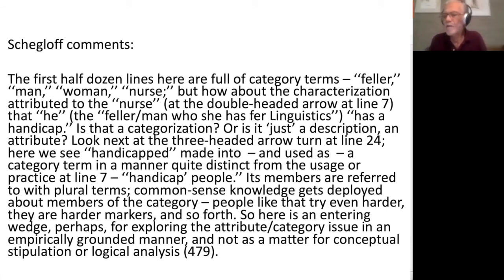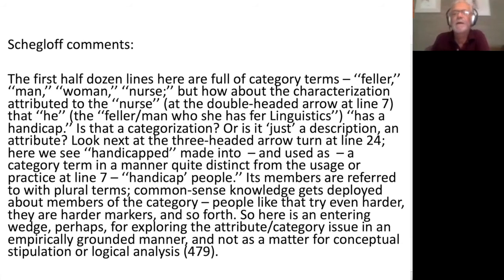Another thing, feller, man, woman, nurse, he mentions them all as recognizable category terms without offering any justification for that. But when we get to handicapped people, he offers two reasons for viewing it as a category. First of all, he says it's plural. And secondly, it is mentioned in association with common sense knowledge. Well, neither of those things applies to feller, to man, or to woman, all of which he calls categories anyway. Nevertheless, I would accept that those terms are categories and that they function as such in the talk, because each one is used to classify an individual.